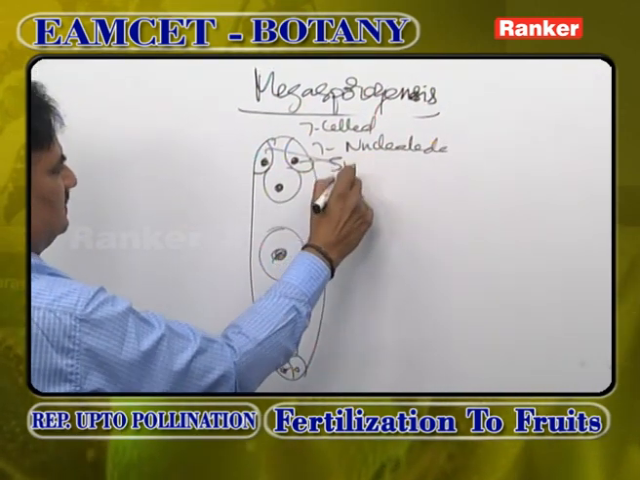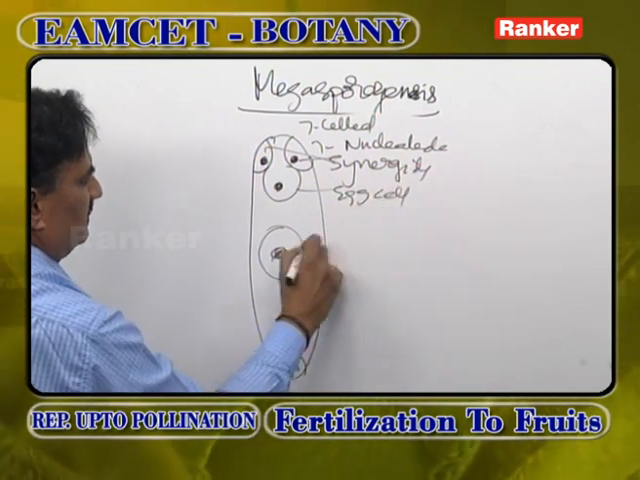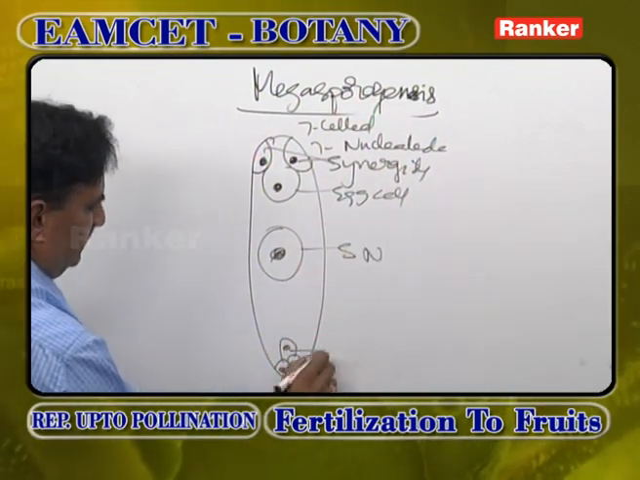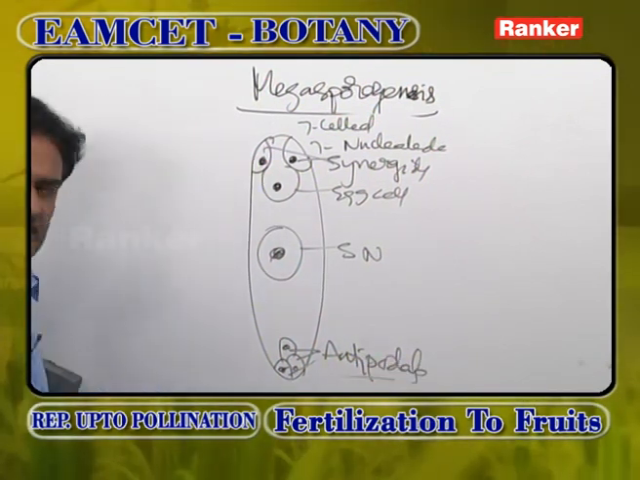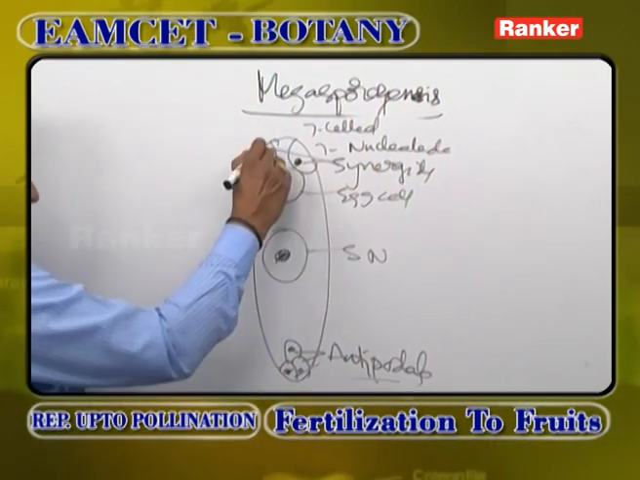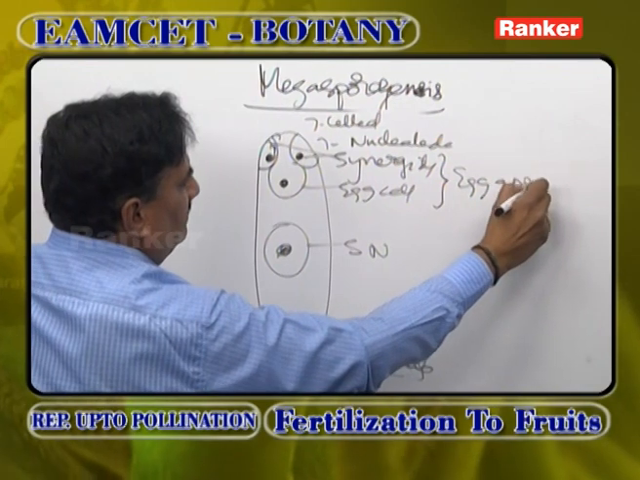These 2 are called synergids. This is called the egg cell. This is called the secondary nucleus, formed by the fusion of polar nuclei. This is called antipodals. Now, the two synergids and the egg cell together are called the egg apparatus.